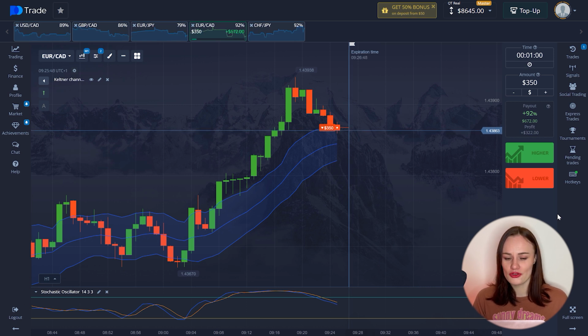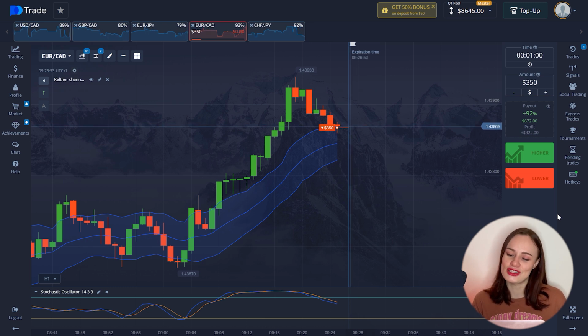Looking through the currency pairs, I saw a good moment and opened a deal to decrease by $350 for 1 minute. If you did everything right, then the profit will be a maximum of $92. Now I'll explain my decision.